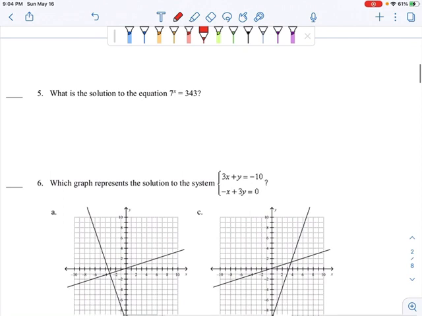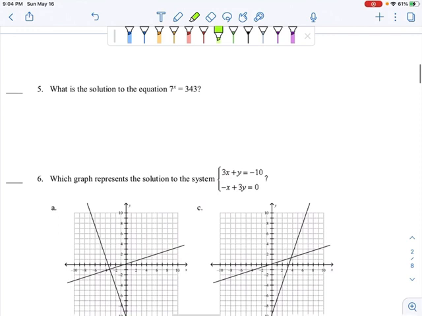For 5, what is the solution to the equation 7 to the x equals 343? So we just have to think about, okay, 7 to the what power is going to give me 343? So what we can do, we can take our base, 7 to the x equals, and then we find the same base, but 7 to the what power is going to give me 343.